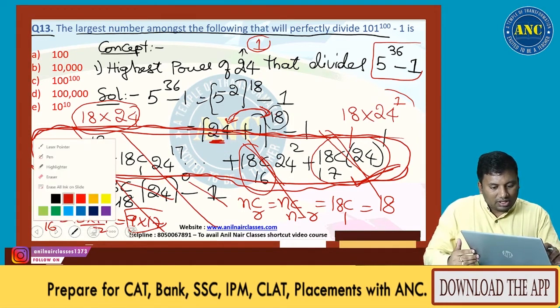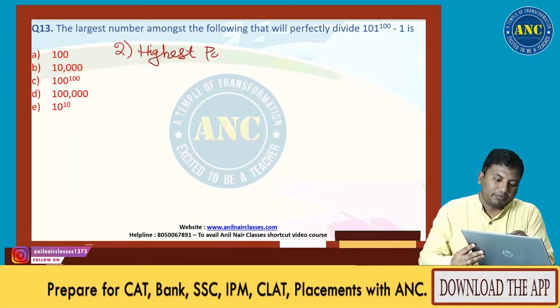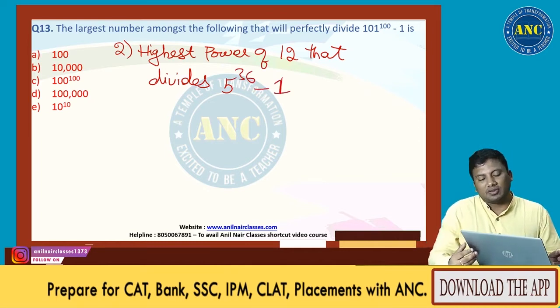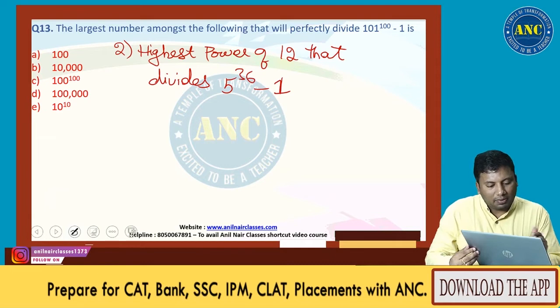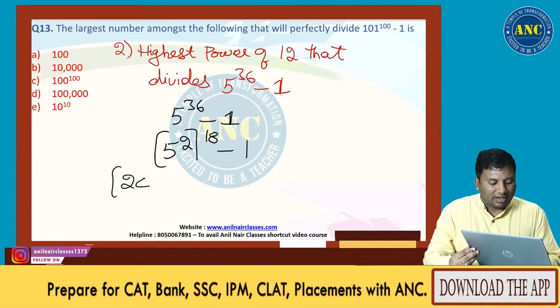Second question, concept number 2. If the question is like this: highest power of 12 that divides 5 power 36 minus 1. First I wrote the question with 24 because I wanted to start with the basics. 5 power 36 minus 1 is 5 square power 18 minus 1. 5 square is 25, so 24 plus 1 power 18 minus 1.